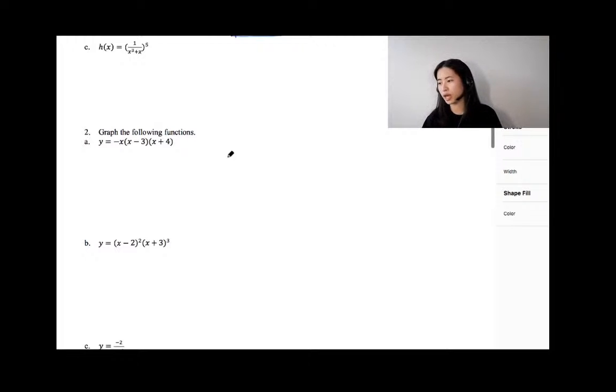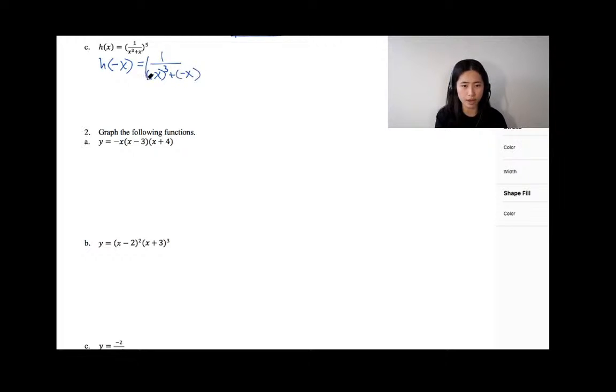Okay, so moving on to h of x, which is 1 over x cubed plus x raised to the power of 5. Because you have the power of 5, it gets a little bit tricky, but you're going to do the exact same thing as the other two that we did. You plug in negative x, so h of negative x is equal to 1 over negative x cubed plus negative x raised to the power of 5.